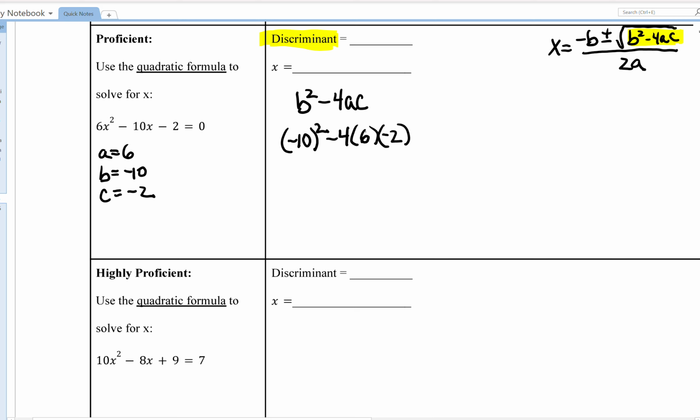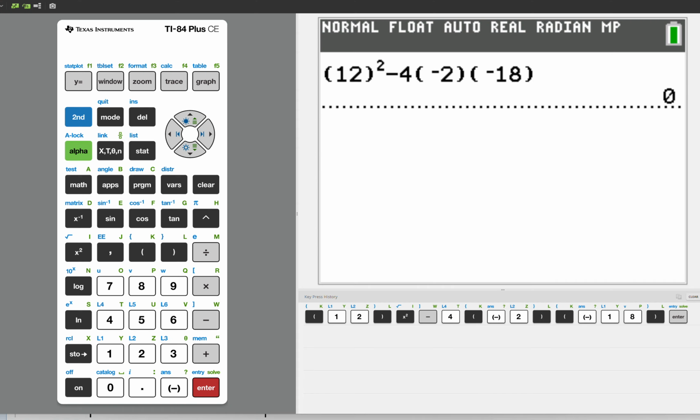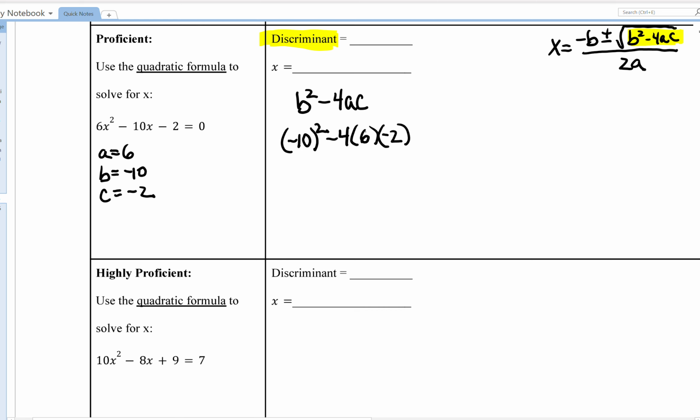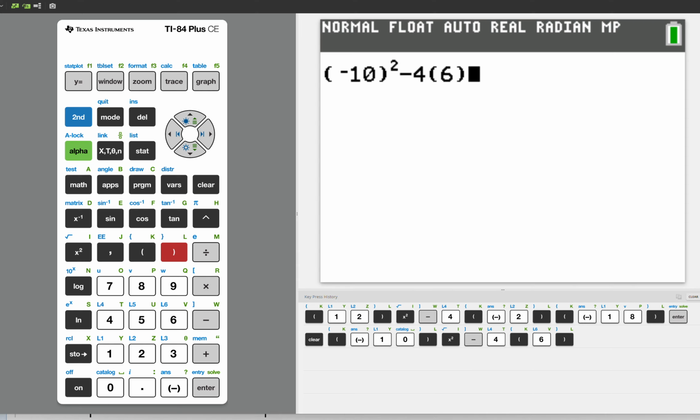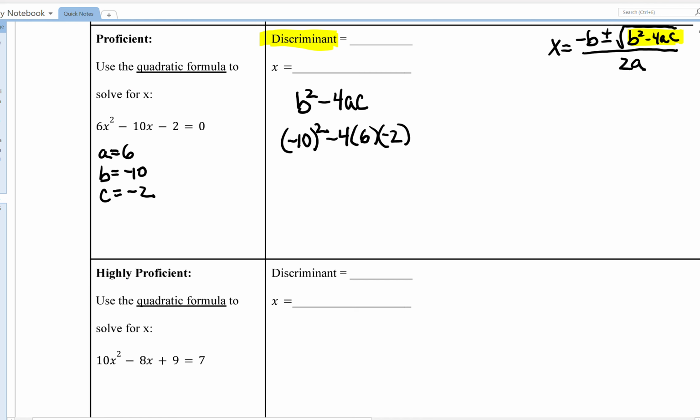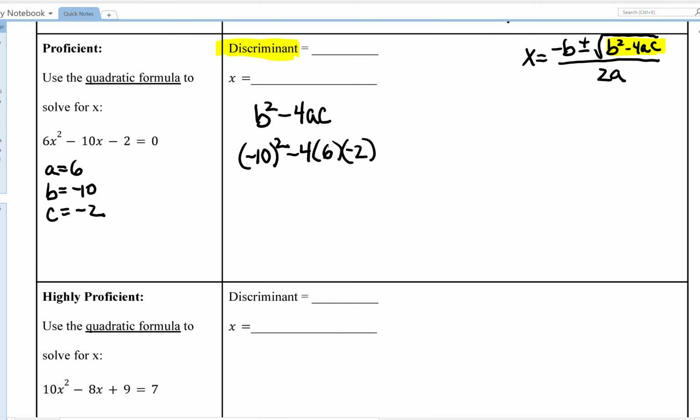And then I just plug this into my calculator. Negative 10 squared, make sure you square that, minus 4 times 6 and negative 2, and then I hit enter, and I get 148.